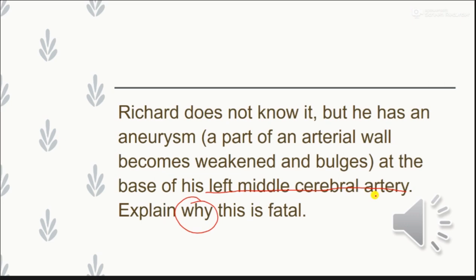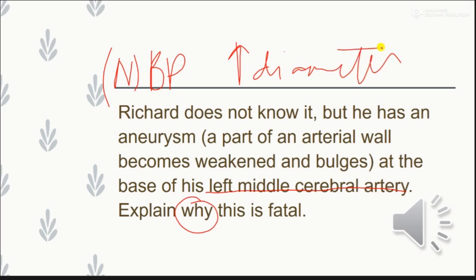Sila Plaslo kasi again, kapag nag-increase yung diameter, okay, yung force applied to the vessel wall also increases. So even if the pressure remains constant. So for example, okay naman yung BP niya, no? Pero, alam mo na, yung diameter ng vessel is increased. So, normal BP, pero increase yung diameter. Okay, so ano ba nangyayari again sa ating aneurysm? Again, merong weakened or bulged na arterial wall.